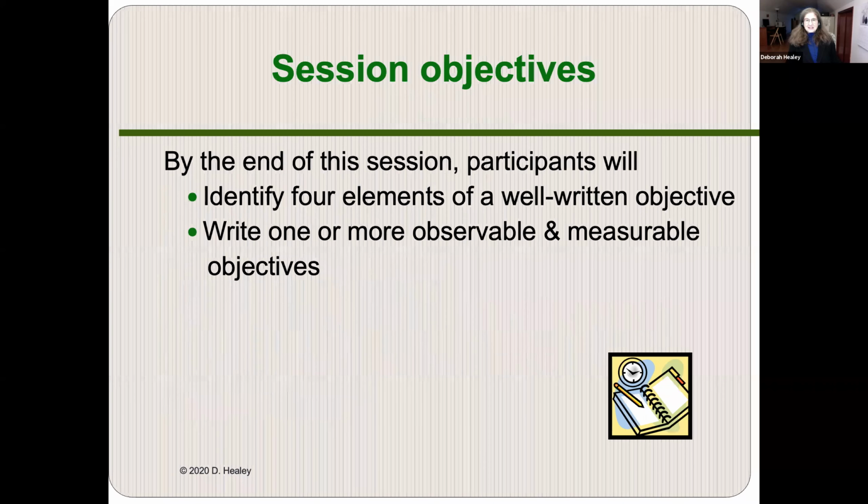So you'll see this is the session objective. By the end of the session, you will identify 4 elements of a well-written objective and write 1 or more observable and measurable objectives. And you'll notice when we start working on the ABCD objectives that this is an ABCD format objective.